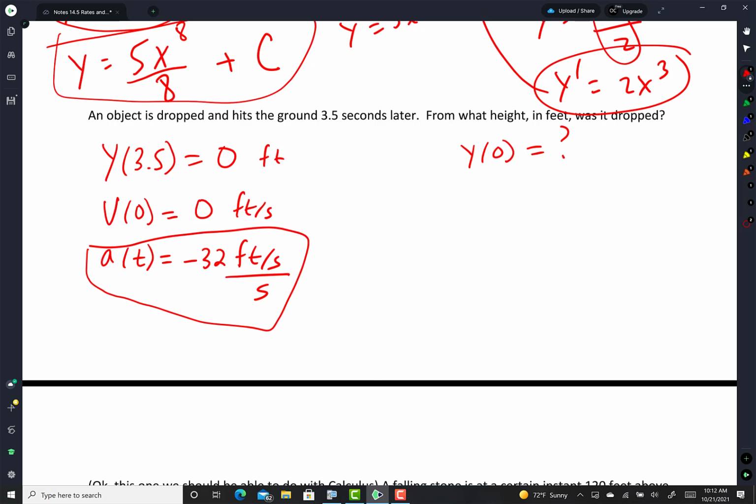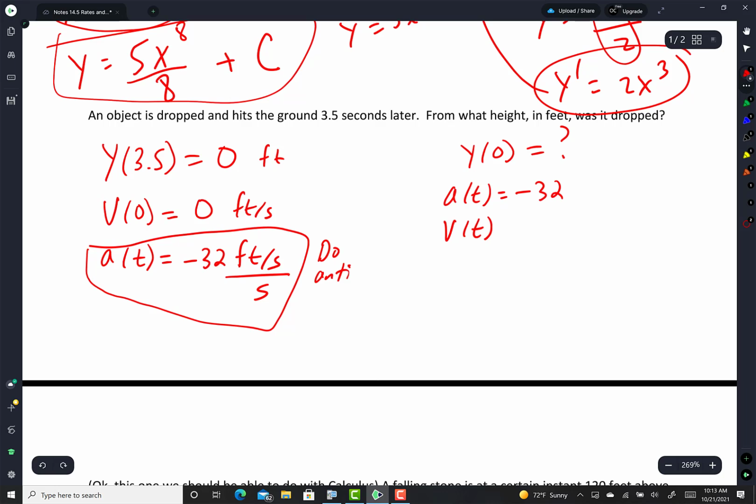I'm going to do the antiderivative of acceleration to get velocity. When you see anti, that means antiderivative. So let me rewrite a of t. A of t is negative 32, without the units there. You ready? V of t, antiderivative. What is the antiderivative of negative 32? Perfect, negative 32t, and I have to write plus c because there's some constant there.